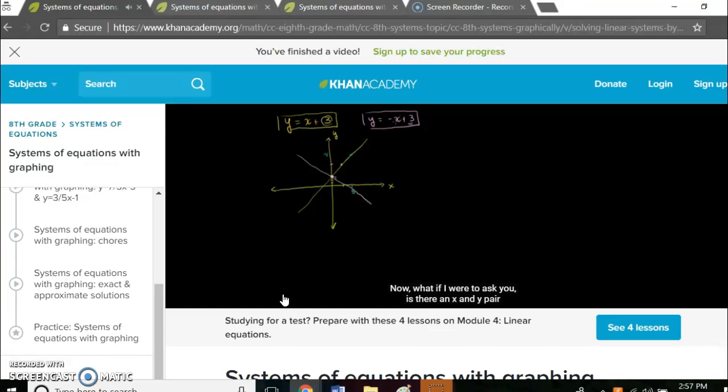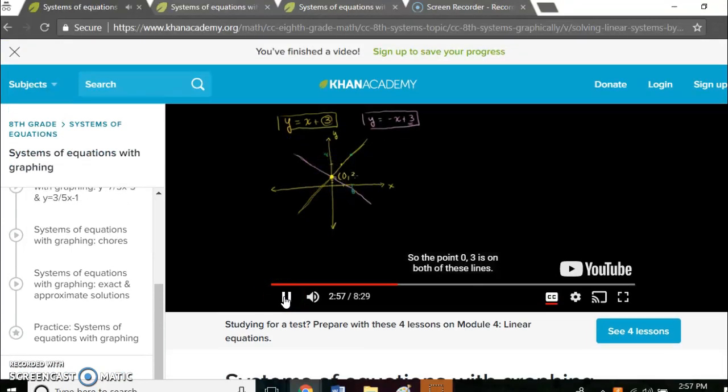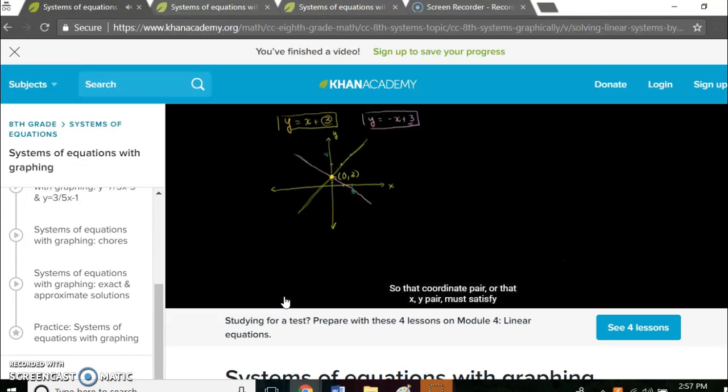Now what if I were to ask you, is there an x and y pair that satisfies both of these equations? Is there a point or a coordinate that satisfies both equations? Well, think about it. Everything that satisfies this first equation is on this green line right here. And everything that satisfies this purple equation is on the purple line right there. So what satisfies both? Well, if there's a point that's on both lines, or essentially a point of intersection of the lines. In this situation, this point is on both lines, and that's actually the y-intercept. So the key here is when we're graphing two lines or a system of equations, we're looking for the point of intersection. 0, 3 is on both of these lines, so that coordinate pair must satisfy both equations. You can try it out.